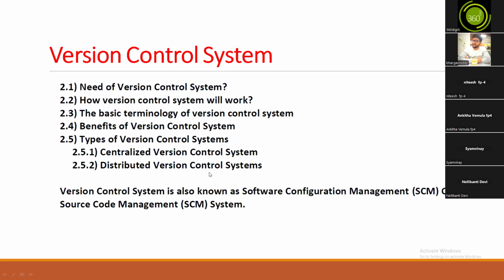So in this we need to know the need of a version control system, how it will work, the basic terminology, the benefits, and the types of version control systems: the centralized version control system and the distributed version control system. A version control system is also known as software configuration management or a source code management tool.